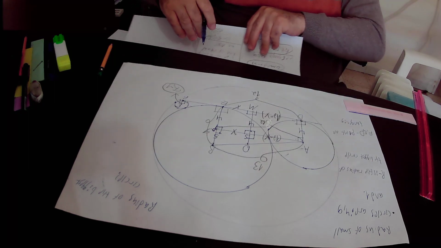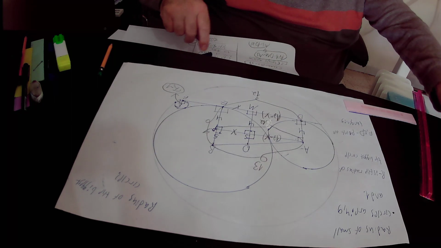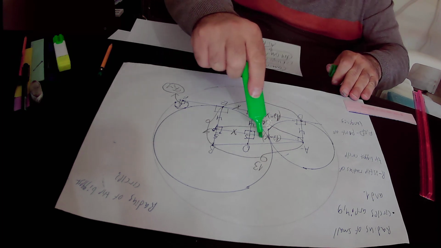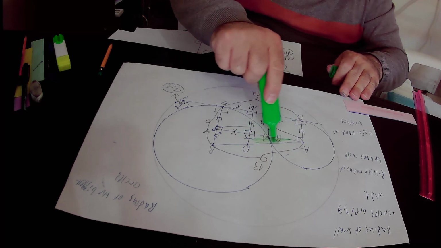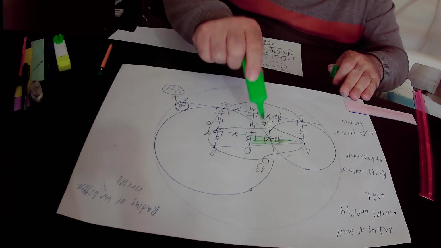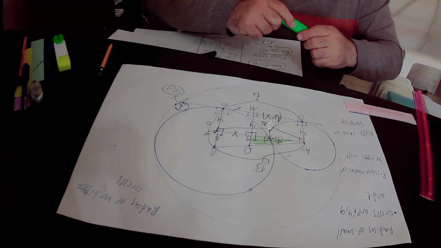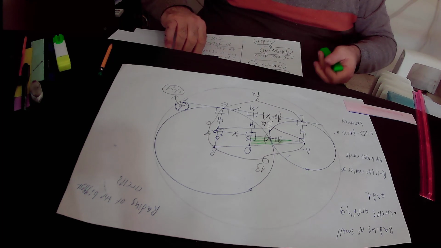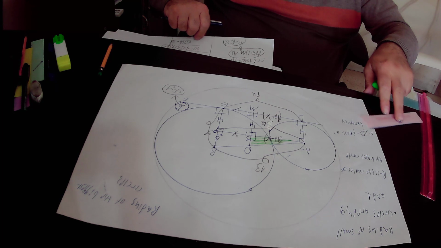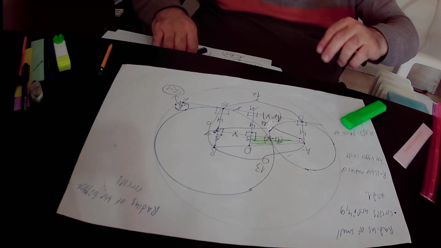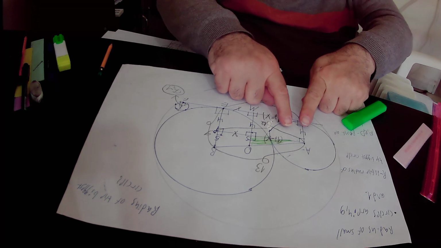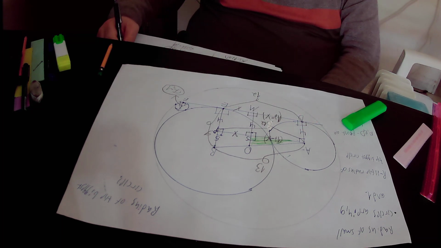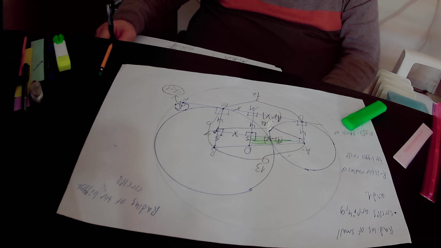So we'll focus on the right triangle, triangle OSA. But we'll find out also the length of line segment AO. What is the length of line segment AO?